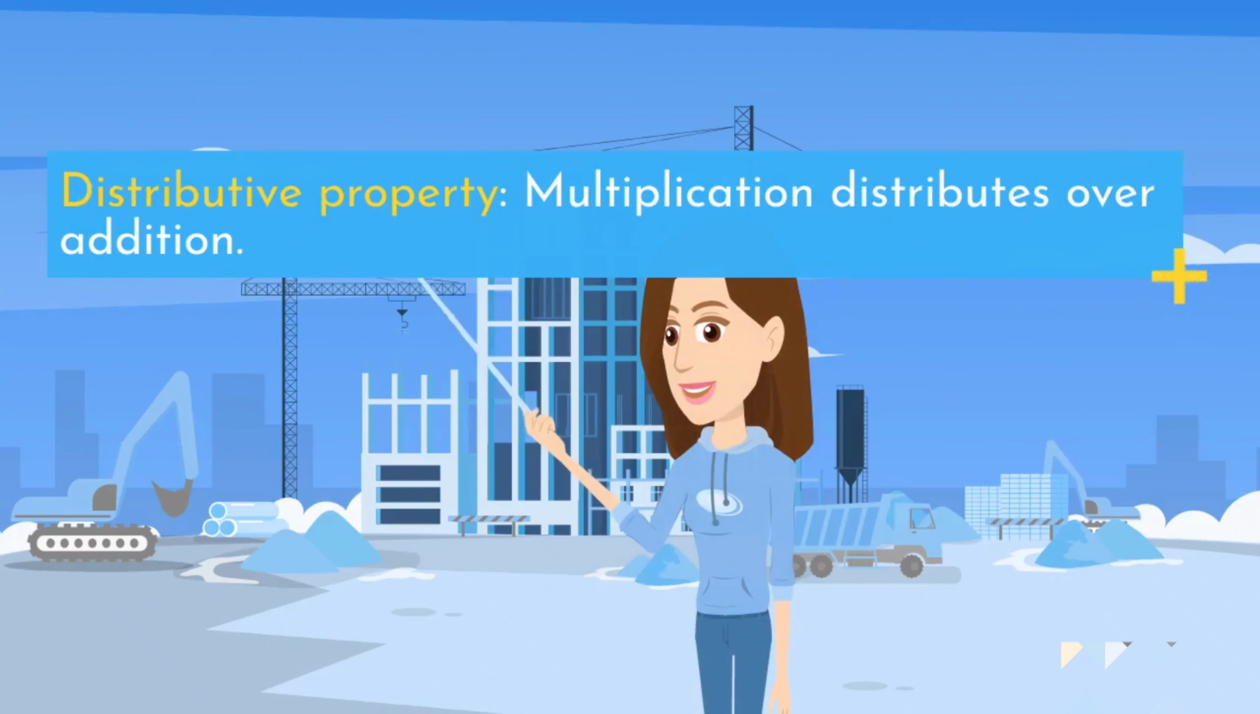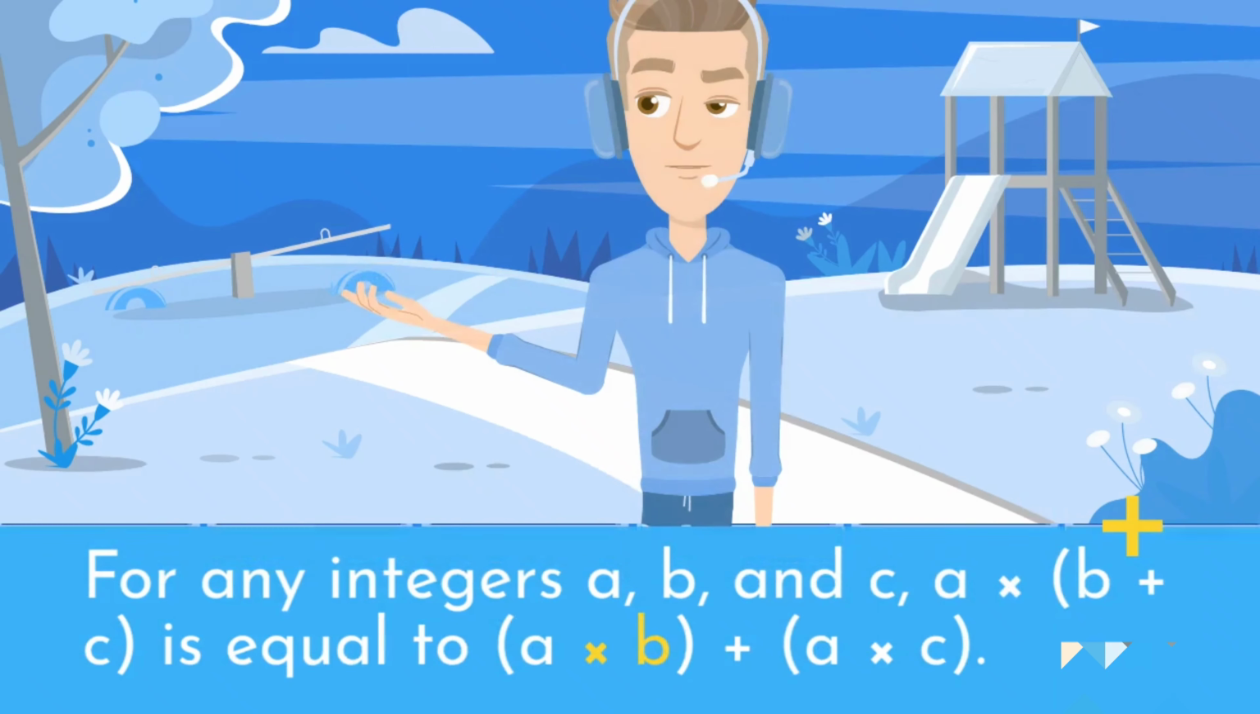Distributive property. Multiplication distributes over addition. For any integers a, b, and c, a times (b plus c) is equal to a times b plus a times c.